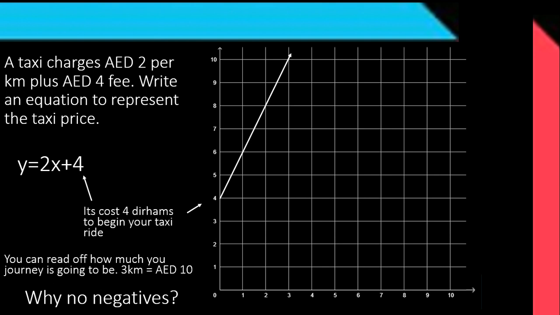In the next video, we're going to look at how we can write the equation of a line using the slope and an ordered pair.